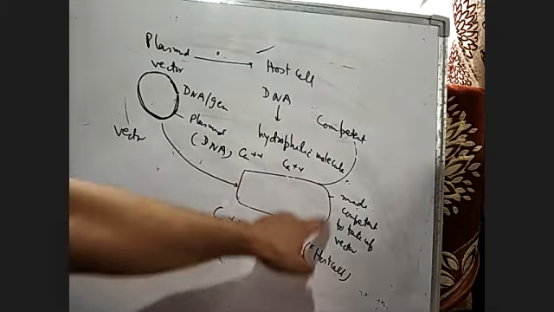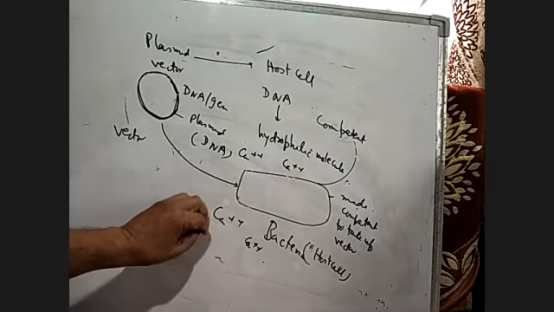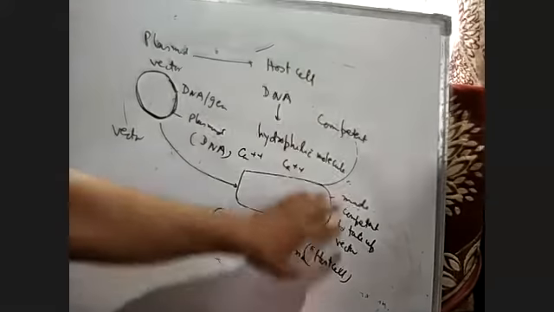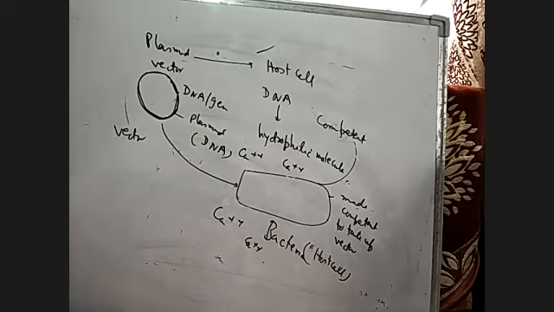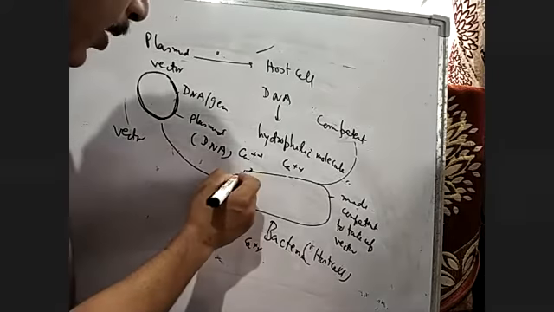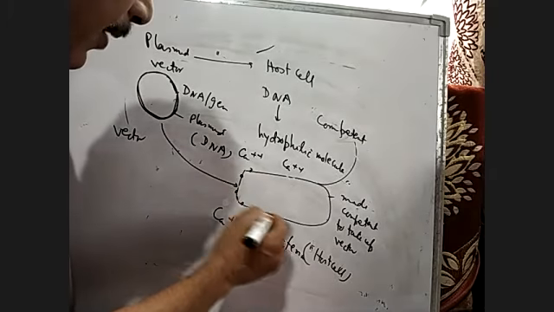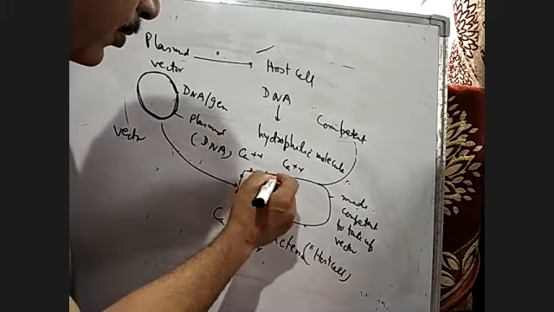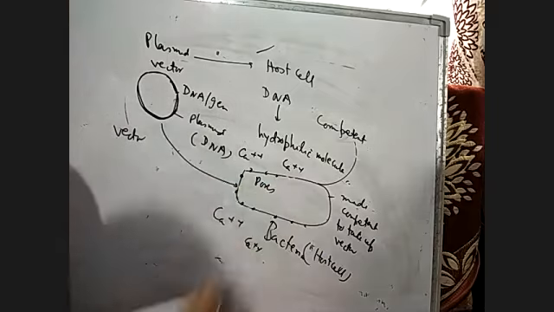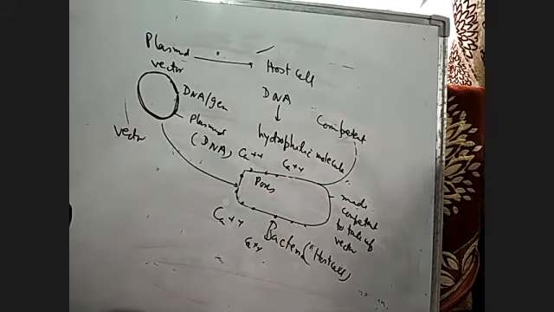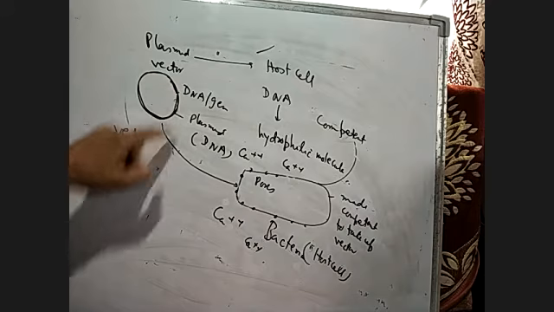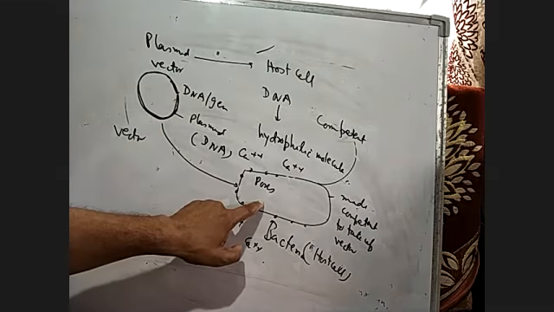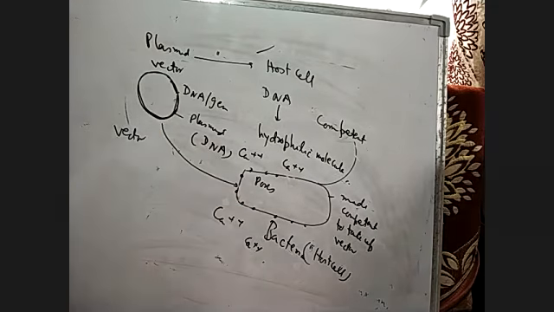So how to make it competent? We spray the divalent calcium ion. By spraying the calcium ion, pores are formed here, and here also. When the pores are formed, the DNA along with the plasmid can easily enter inside the host.